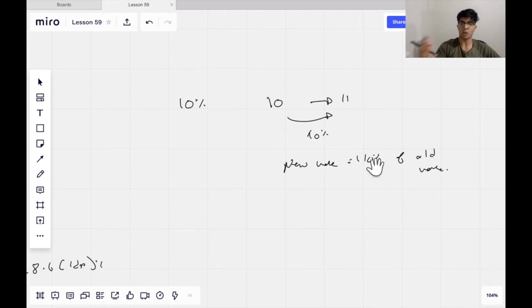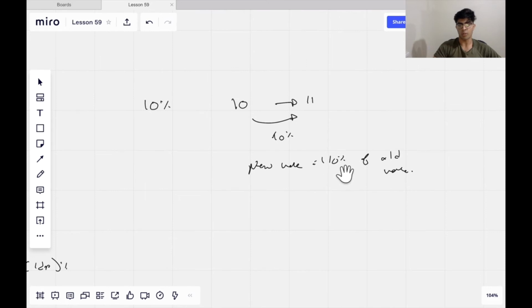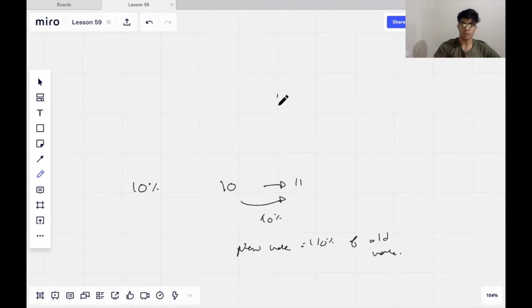So when percentages are above 100, that indicates a percentage increase. If it's gone from 100 to 110, then 110% of the old value means it's increased by 10%. If we saw a number like 400%, that means it's increased. If it's 400% of the old value, the percentage increase is 300%, because 400 minus 100 is 300. So there's a 300% percentage change.